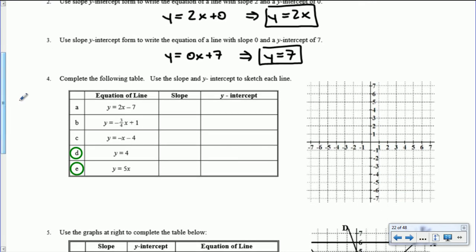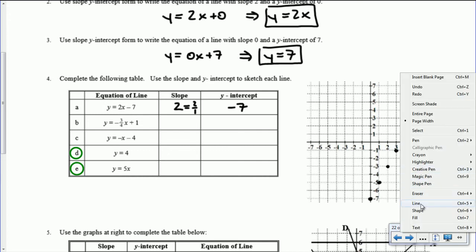Alright, so next one, complete the following table, use slope and y-intercept to sketch each line. So the first one, the slope is given by the coefficient there, 2, and the y-intercept is negative 7 because that's b. So the graph A will cross through that point, and it has a slope of 2, or if you prefer 2 over 1. So to get to the next point to the right from here, I need to go up 2 and right 1, so there will be the next point, and then up 2, right 1 again, up 2, right 1, and so on.